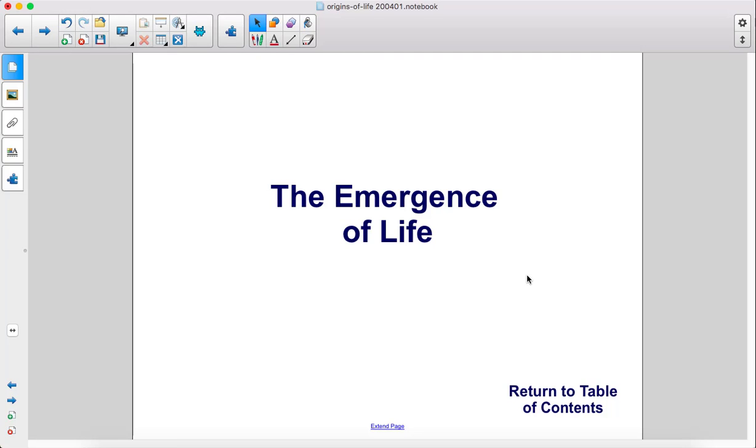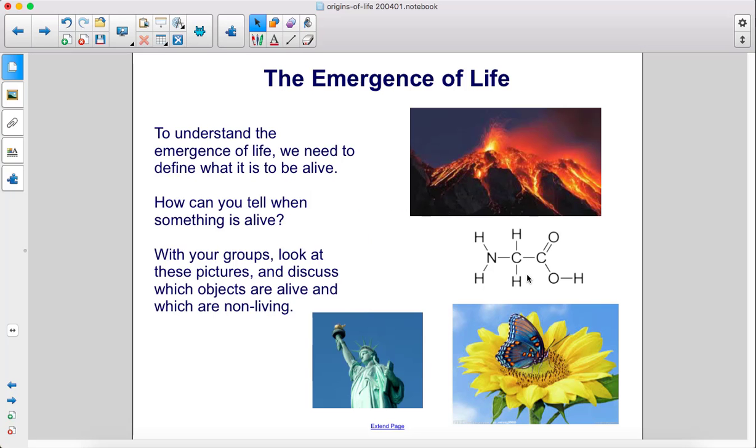The emergence of life. To understand the emergence of life, we need to define what it is to be alive. How can you tell when something is alive? With your groups, look at these pictures and discuss which objects are alive and which are non-living.